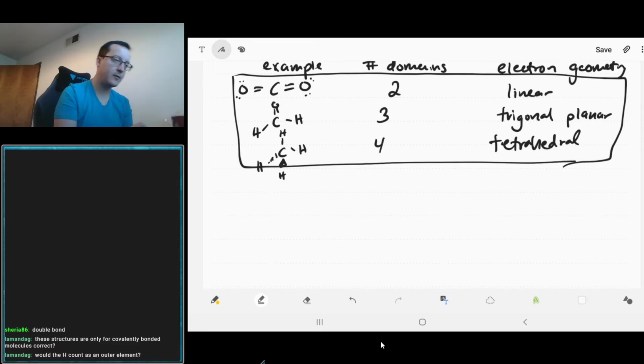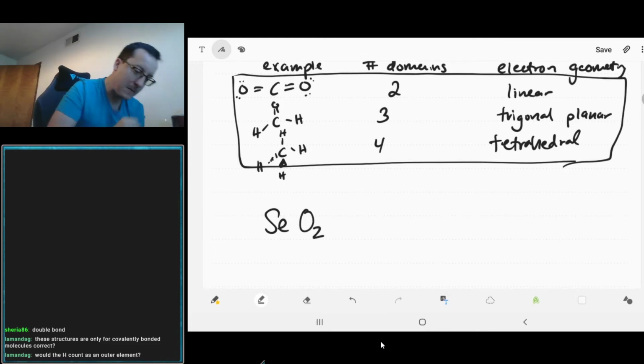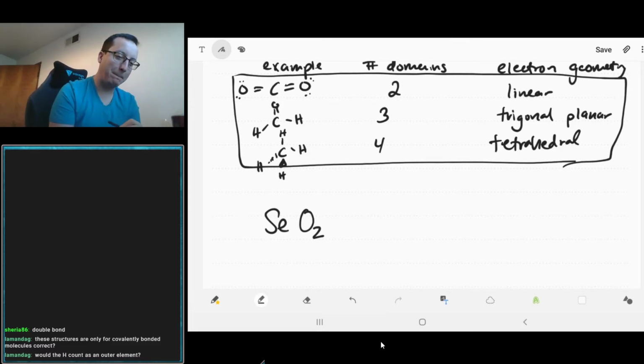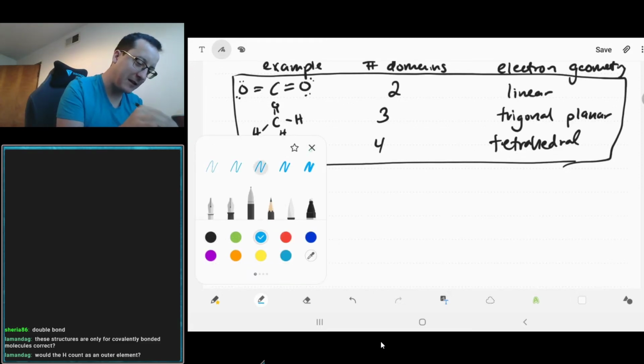Let's do selenium dioxide. Is this one going to be nice for us? 18, 8, 8. Yeah, we'll be okay. Okay, yeah. Sorry, I just had to think about it with the rules that we teach you. So, yeah, this should work.